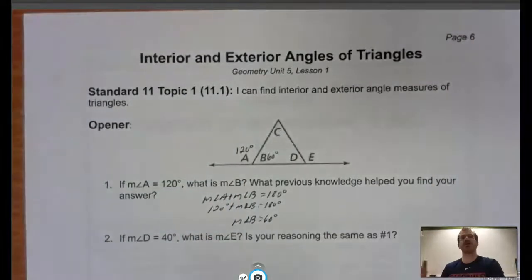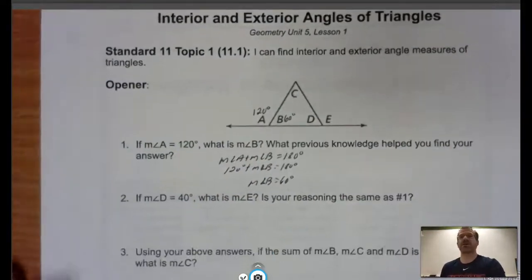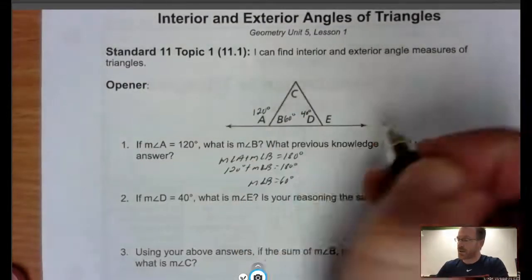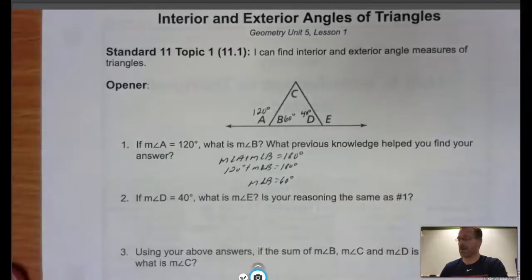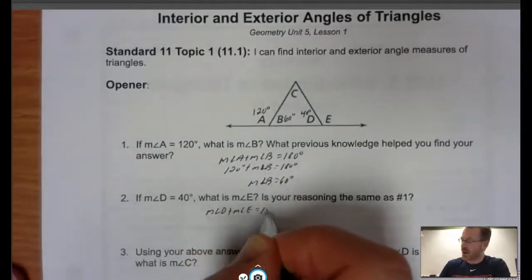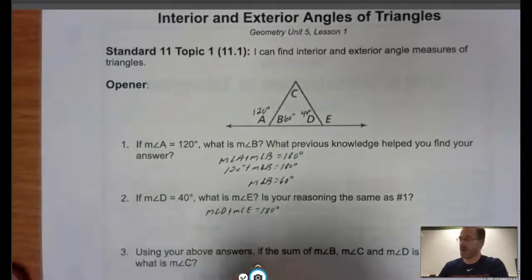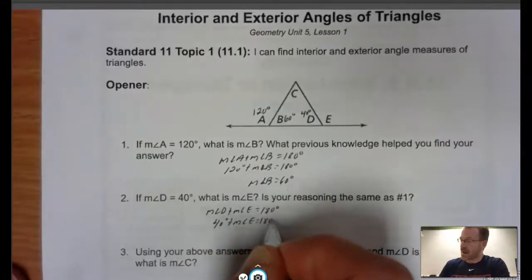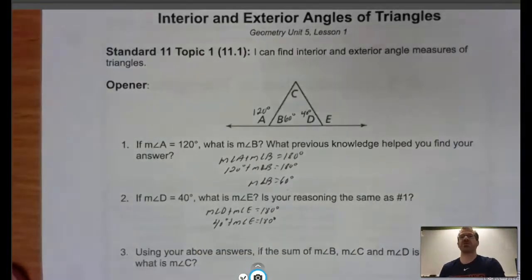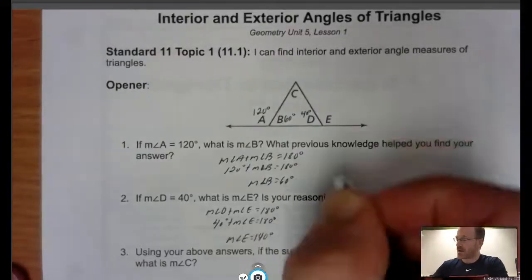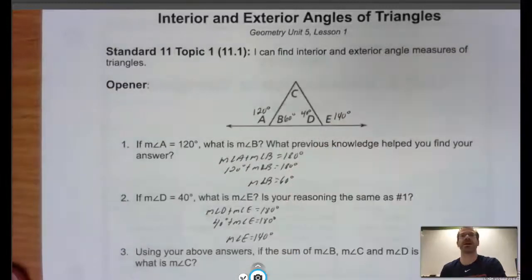All right, and then we use that same logic with angles D and E here. So we know D is 40 degrees, and once again, D and E are a linear pair, and therefore, because they are a linear pair, they are also supplementary. And we know if D is 40 degrees, and I'm writing a lot more than maybe you did, but just so you can see the whole picture here, we know that E has to be 140 degrees. All right, there you go.